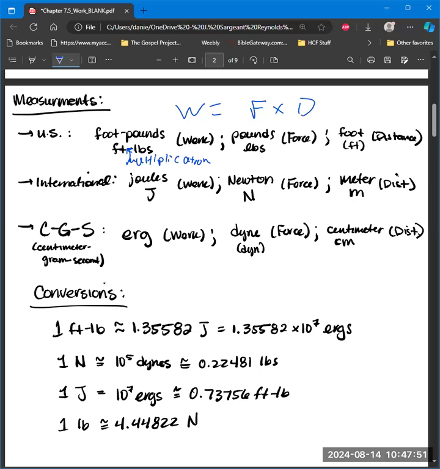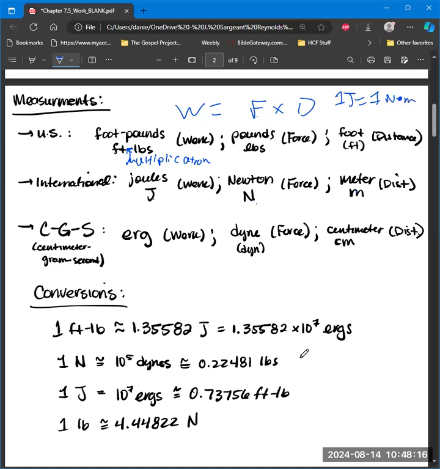In the metric system, international units, we're typically going to use joules, newtons, and meters. So the joule is a newton meter. So our joule is our unit of work. Newtons are a unit of force. Meter is a unit of distance. 1 joule is equal to 1 newton meter.